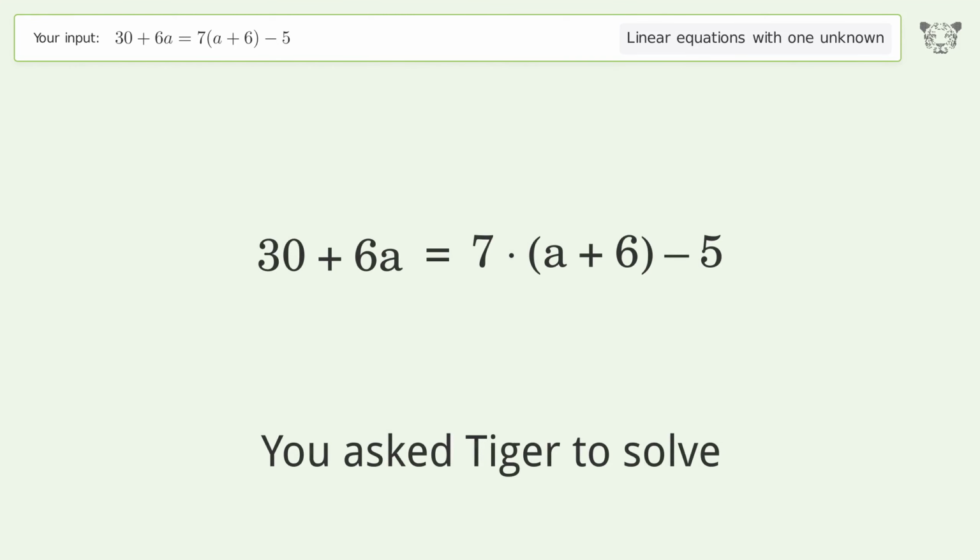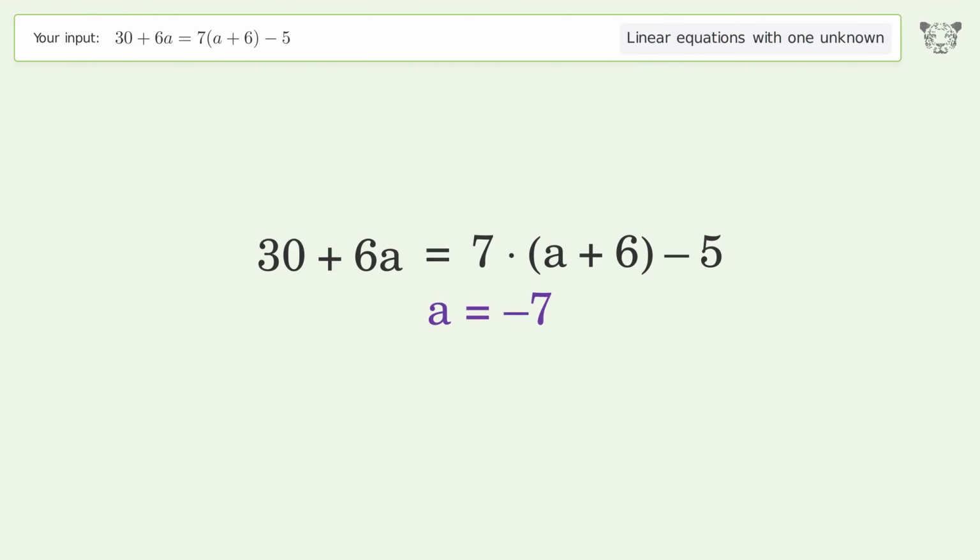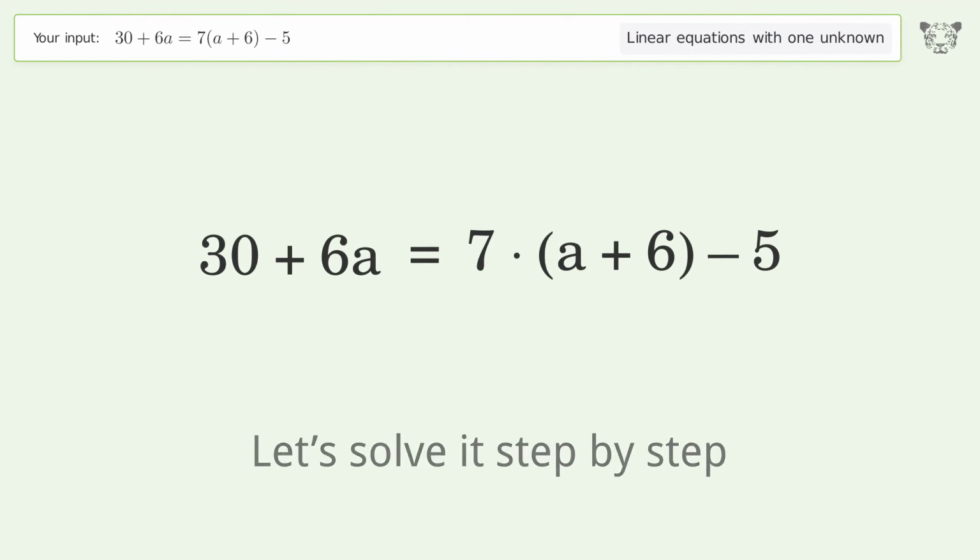You ask Tiger to solve this. This deals with linear equations with one unknown. The final result is a equals -7. Let's solve it step by step.